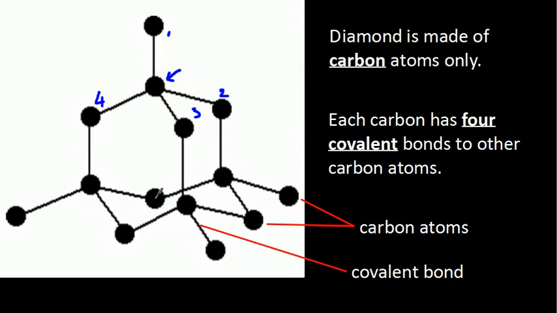But so's this one, and this one, and this one. In fact, all of the carbon atoms within diamond are bonded to 4 other carbon atoms. Here we've got just representing the carbon atoms and covalent bonds. And it is this structure that gives diamond its properties.